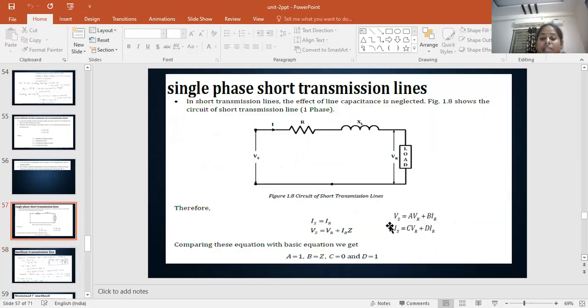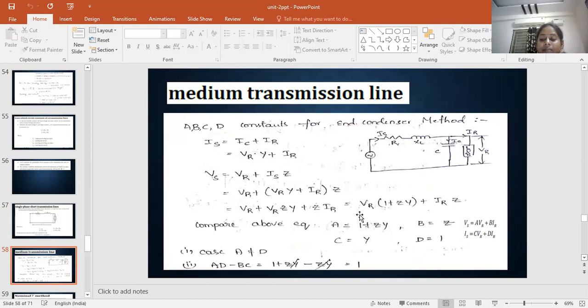And for the short transmission lines, we can calculate the ABCD parameters. Okay. And in the medium transmission lines, we can't do those calculations. Why? Because case 1 does not satisfy, that is A not equal to D. Okay. Once again, I will repeat the expressions in the end condenser method.